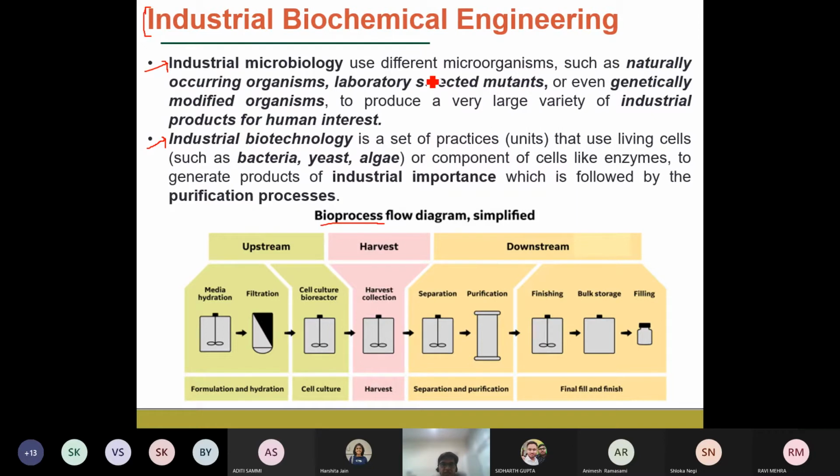So industrial microbiology uses different microorganisms such as naturally occurring organisms, laboratory selected mutants, or genetically modified organisms. So the microorganisms can be classified into 3 types. Basically, if it is naturally occurring, generally there are some microbes which are present in nature. We identify those microbes, and we selectively grow these microbes under controlled conditions.